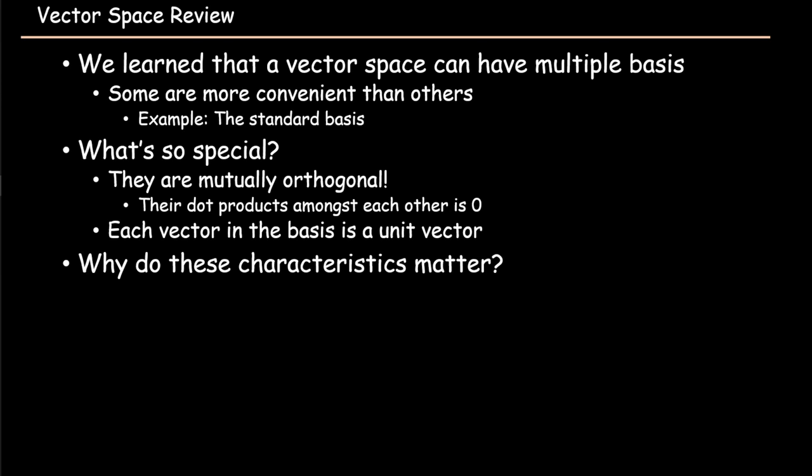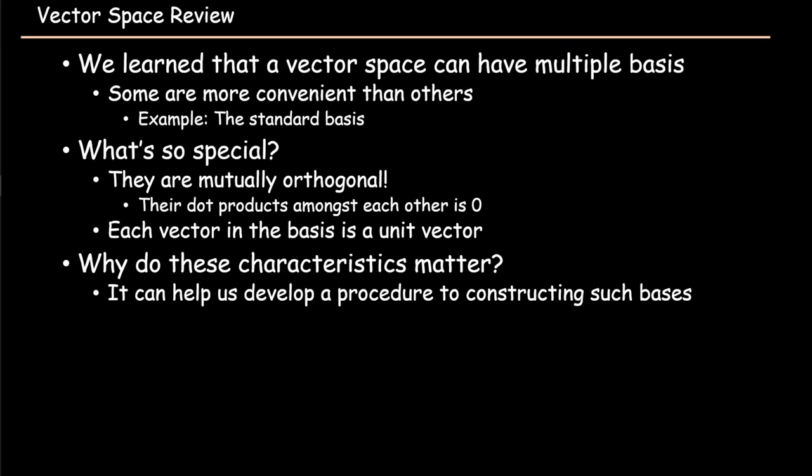So why do these characteristics matter? Well, they can help us develop a procedure for constructing bases that are not only mutually orthogonal, but also have a unit vector in each position of the set, so a magnitude of 1. This is what will be known as the Gram-Schmidt orthonormalization process, which we will get to later.